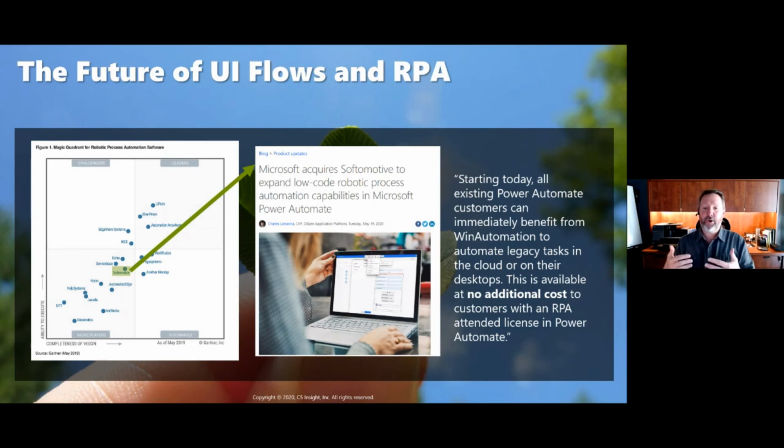So if you already have the right license for Power Automate, and that's the attended or unattended license, but at least an attended license, you actually already have access to Win Automation via Softemotive. So this is yet another piece of robotic process automation technology that's now in Microsoft's toolkit and your toolkit. And you can see Softemotive was actually already on the list of providers rated by Gartner.